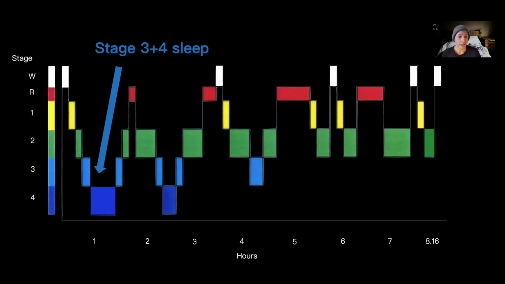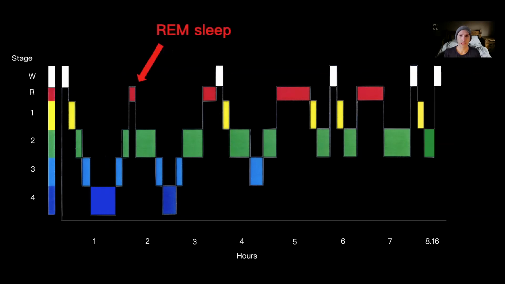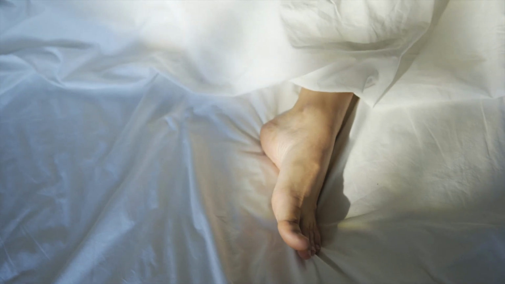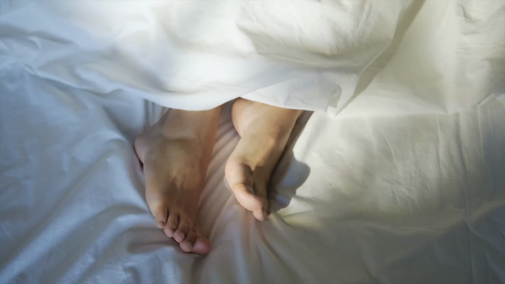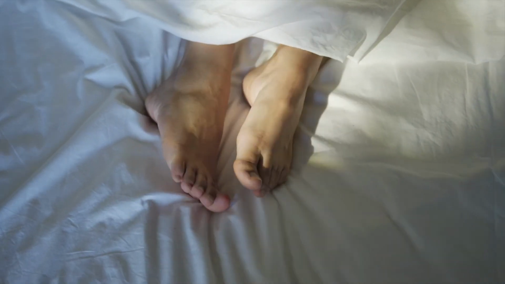Now, after that, we go into that deep sleep, we then come through the light stages of sleep into what's known as REM sleep. Now, REM sleep is a dreaming sleep, and sometimes people think it's a deep sleep, but it's actually a light stage of sleep. And it's a really fascinating type of sleep as well.